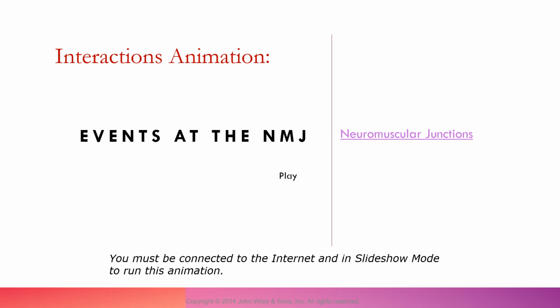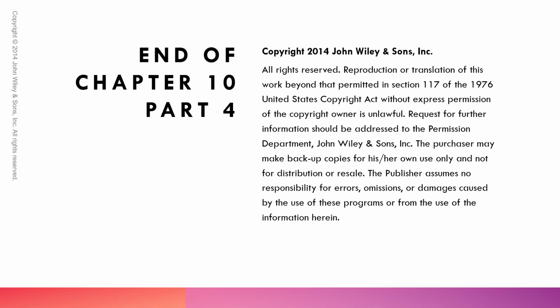Okay, so here we have a playable animation, which will actually show you all of the events that happen at the neuromuscular junction in animation form. So you can click on that link in your slides and you can check that out. And that's going to be the end of Chapter 10, Part 4.